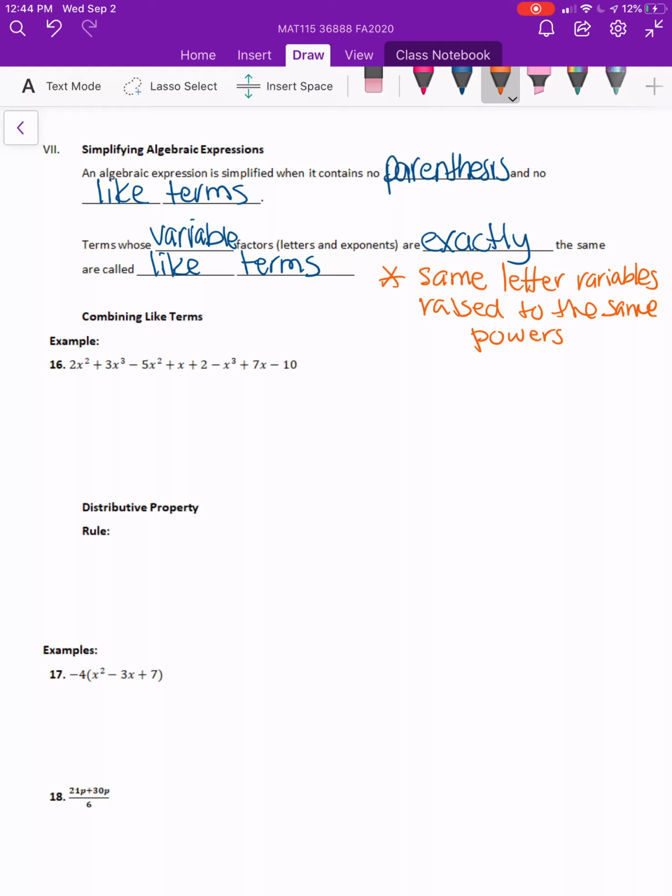So when we have like terms, what we want to do is we're going to combine them to simplify. So this next part, combining like terms. Combining like terms is basically just combining the coefficients. So when we combine like terms, we're going to combine the coefficients.